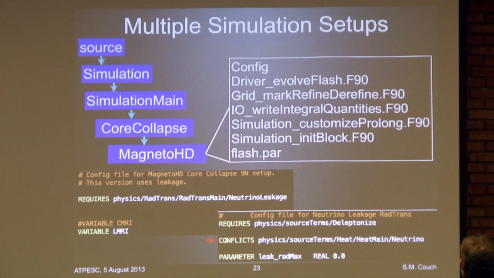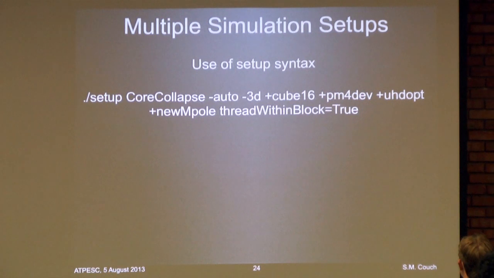So using setup syntax, we can get around this conflict. So the basic core collapse problem is set up using this setup syntax, which tells me that I'm using the core collapse simulation in 3D. Cube 16 tells me how big my blocks are. PM4dev tells me which grid unit I want to use. UHD opt is the optimized version of unsplit hydro, new impl, and so on. We are threading within block. That's what the basic setup line looks like for the core collapse simulation with neutrino heating and no MHD.